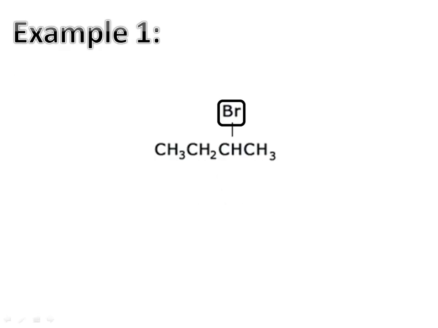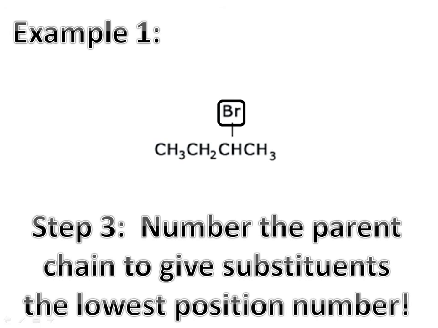Now step 3, we know our parent and we know our substituent. Step 3 is to decide where on the chain our substituent is hanging off of. So we need to number the parent chain to give our substituent the lowest position number that we can give it. We can start numbering at either side of the chain.